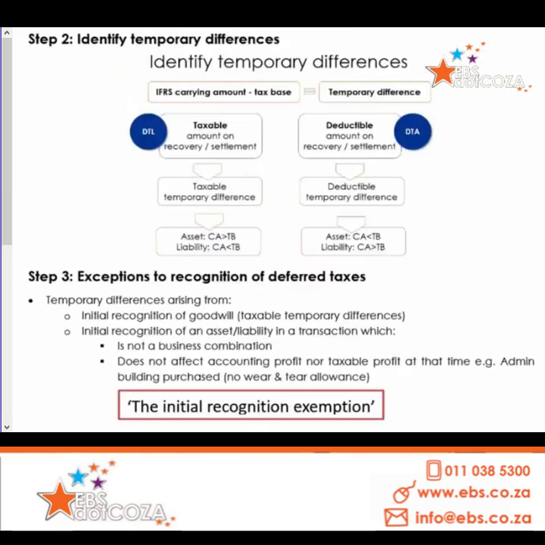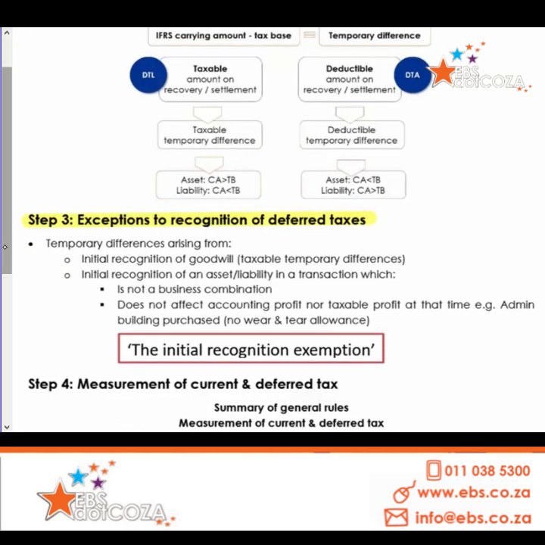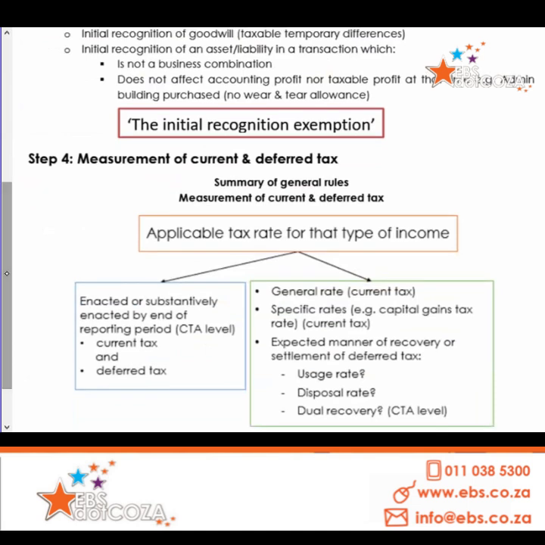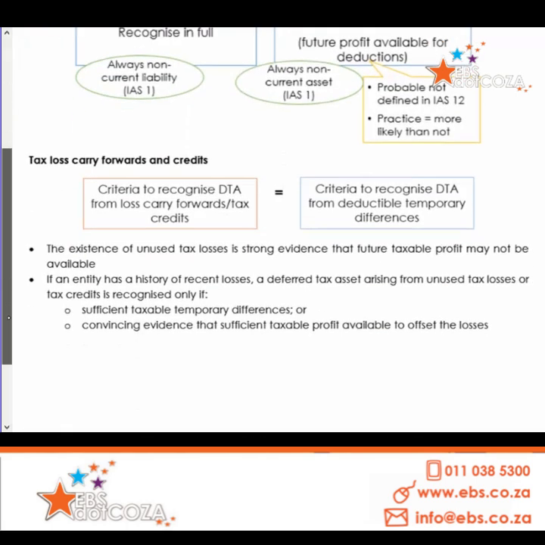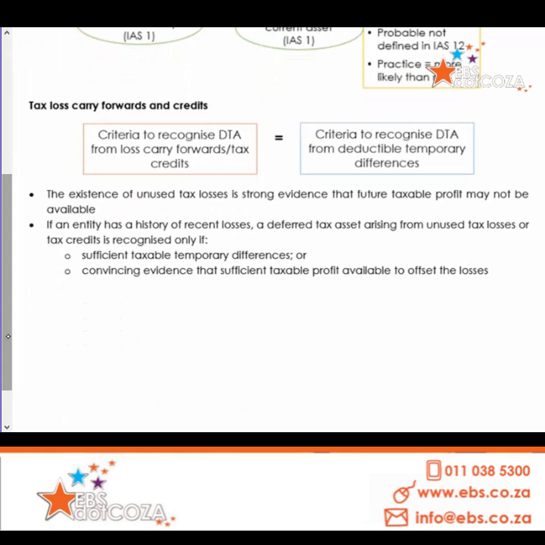Then identify any temporary differences, and as we work through the examples, you'll see it's a lot easier than it looks here. Then we're going to look at any exemptions, the initial recognition exemption. We're going to measure your current and deferred tax. The next step is to recognize your deferred tax. How much should we recognize in our financial statements?